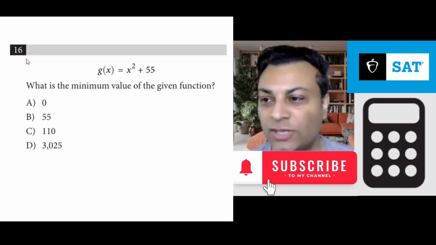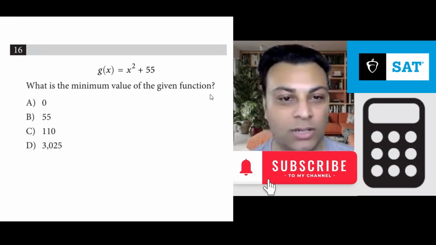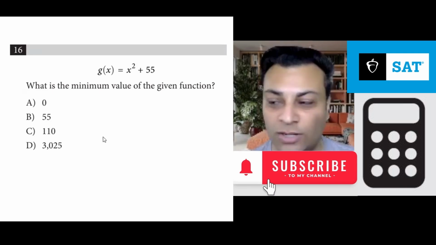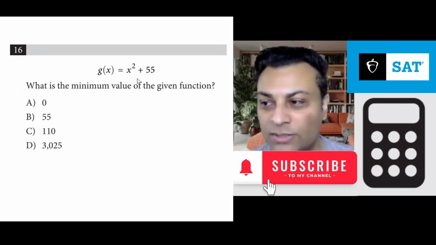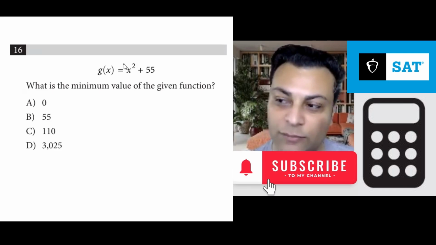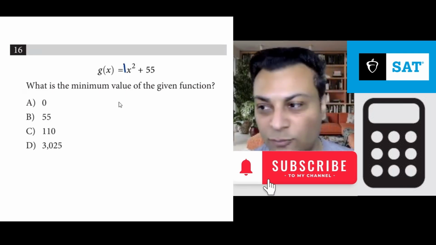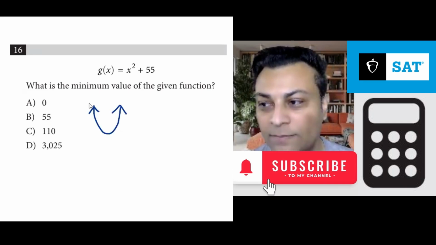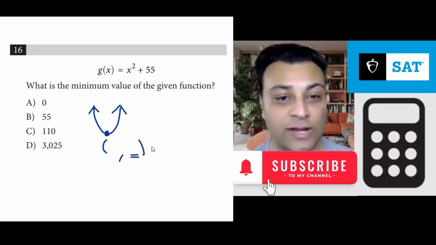Question 16. g of x equals x squared plus 55, what is the minimum value of the given function? I'll do it with Desmos as well, but what we'll do is this is a parabola and it opens up because the leading coefficient is a positive number, it's +1. So the parabola looks like this. And the minimum value is the y coordinate of the vertex. So let's go find the vertex.